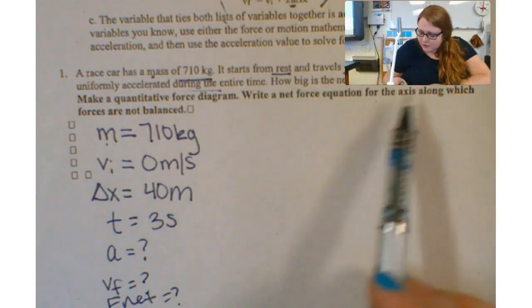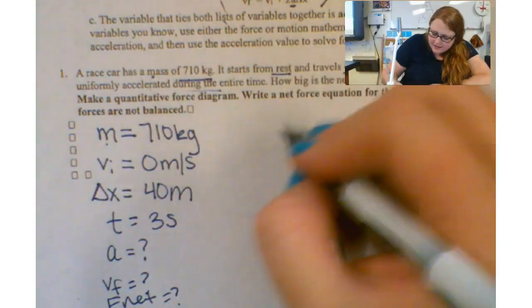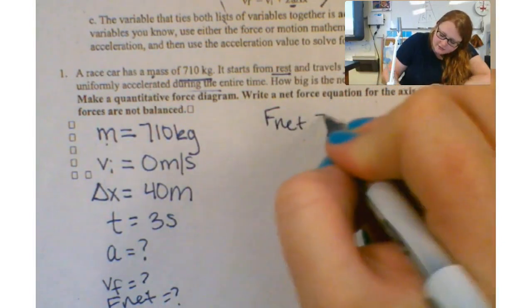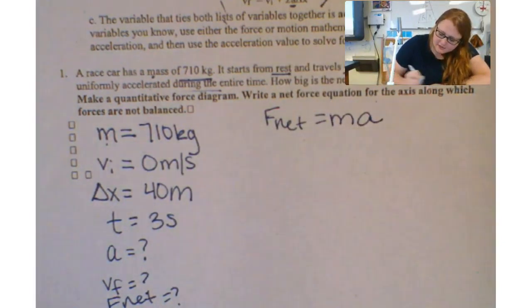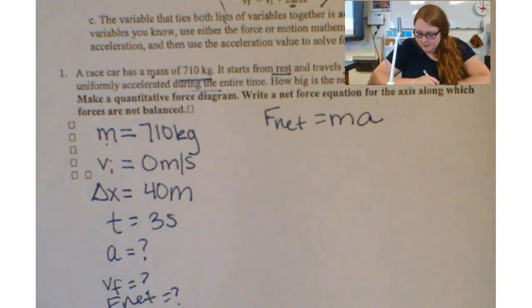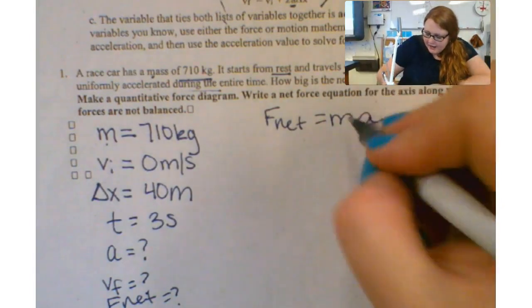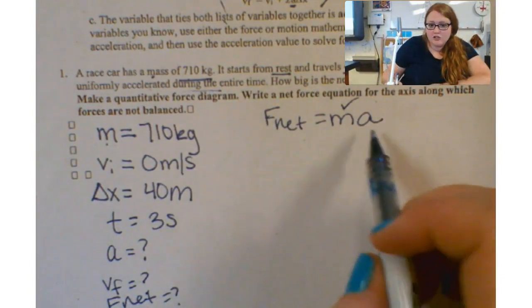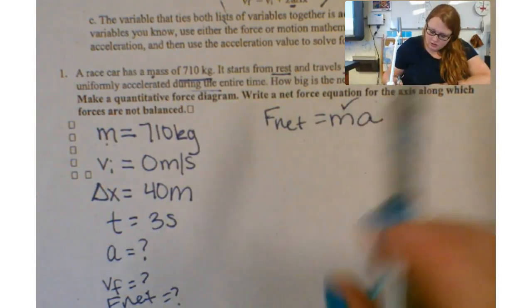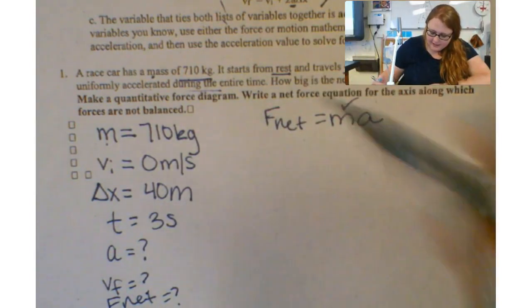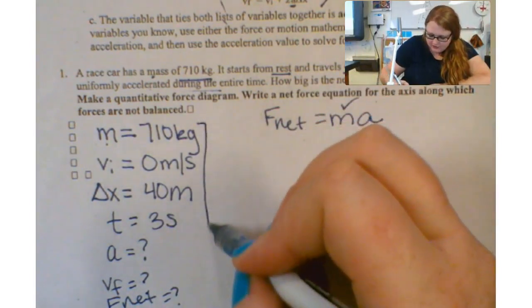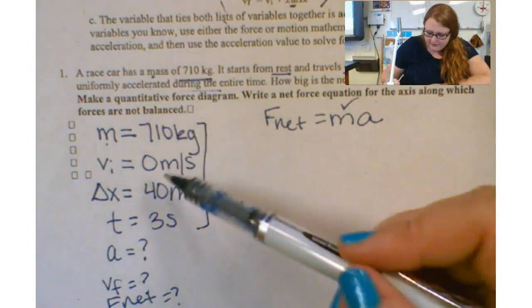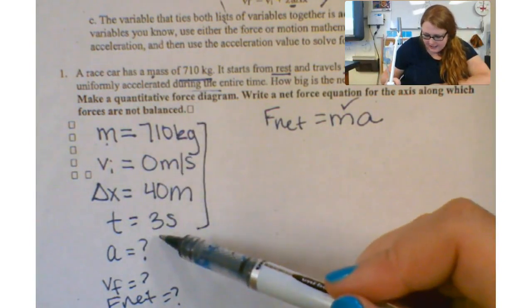How big is the net force acting on the car? Okay, it's asking me to find F net. I know that net force equals mass times acceleration. That's what Newton's second law says. So I have my mass. I need to try to find my acceleration. So, can I use information given to find acceleration? I have vi, delta x, and t.